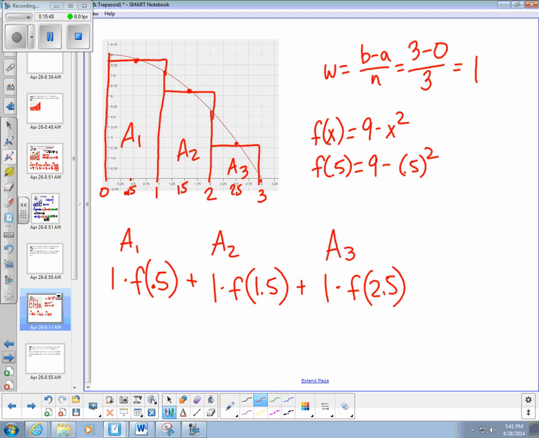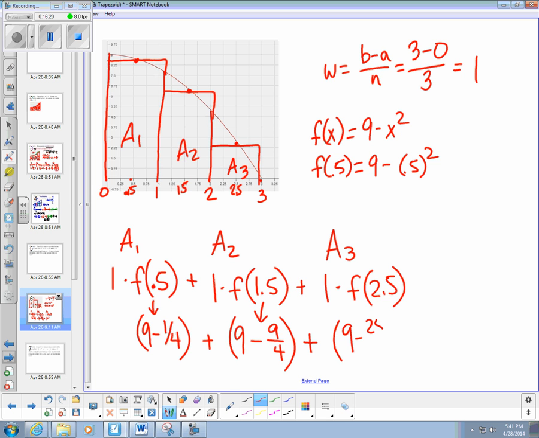So we would end up with 9 minus a fourth. And since it's times 1, I'm going to leave off the times 1 because that's not going to change your answer. F of 1.5 would be 9 minus 9 over 4 because 1.5 is 3 over 2. And again, I'm leaving off the 1's because 1 times anything is that same quantity. So f of 2.5 or 5 over 2 would be 9 minus 25 over 4.